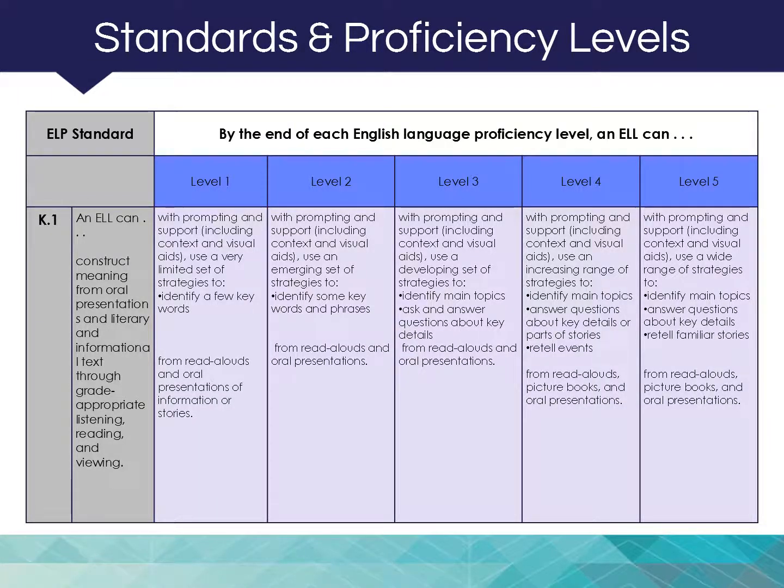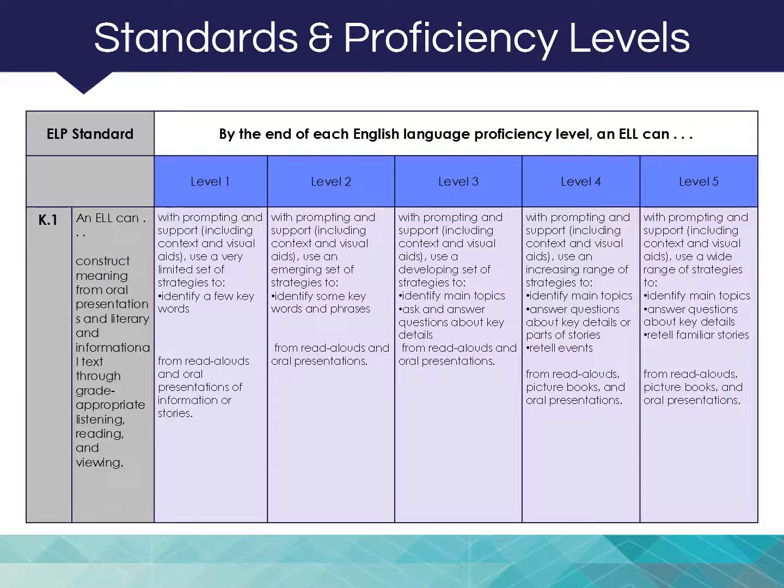An essential feature of the new ELP standards is that the 10 core standards are applicable to every grade level. However, the standards are also organized by grade level bands, and within each grade level band, 5 different proficiency levels are detailed. Grade level bands include kindergarten, grade 1, grades 2 through 3, grades 4 through 5, grades 6 through 8, and grades 9 through 12.